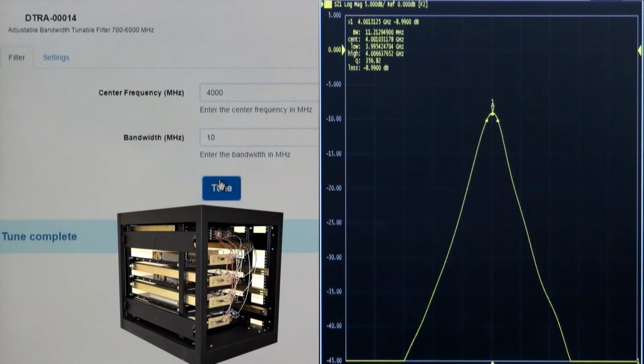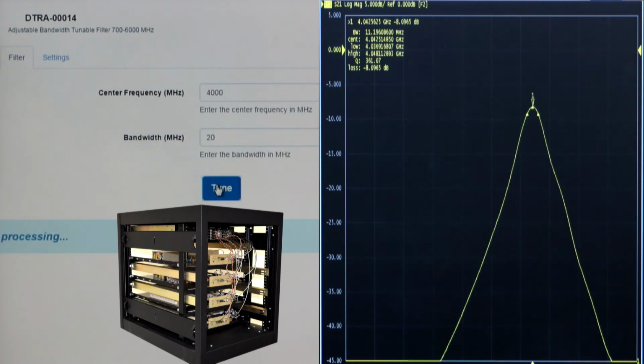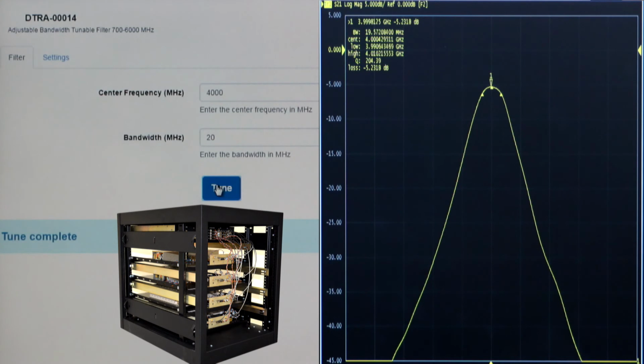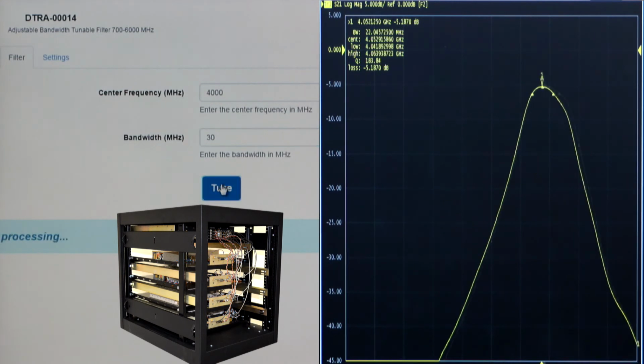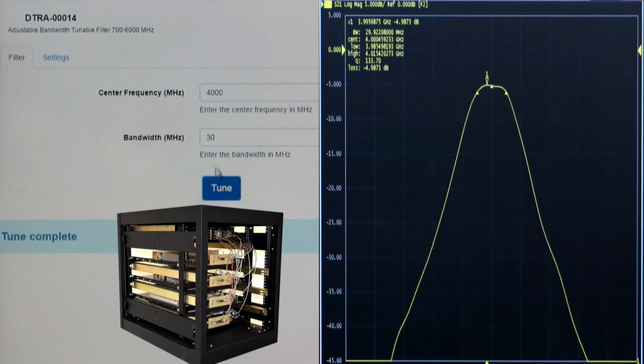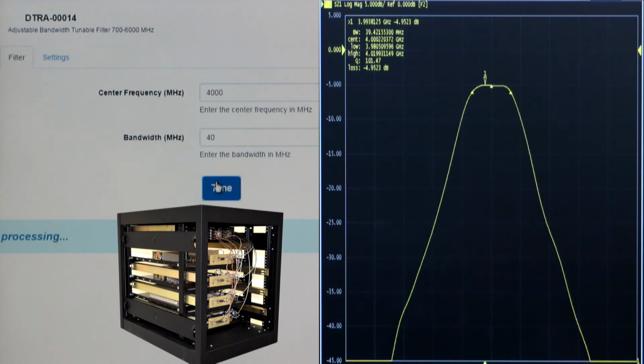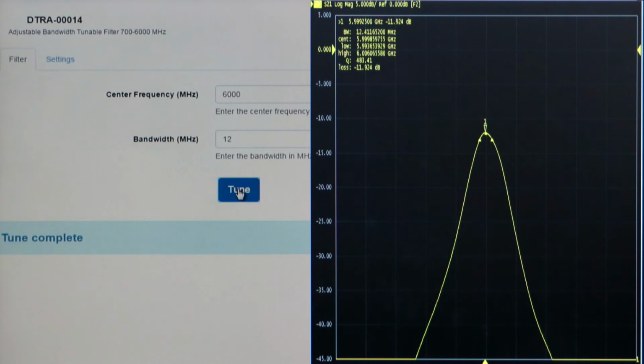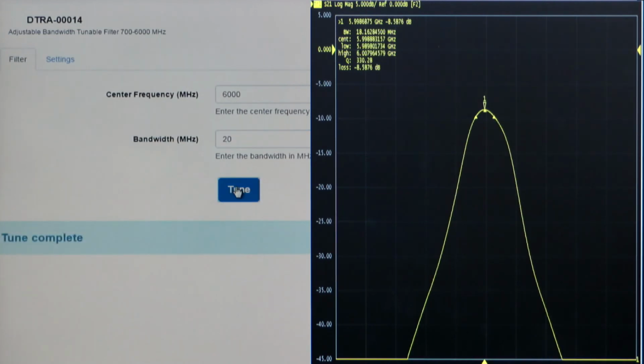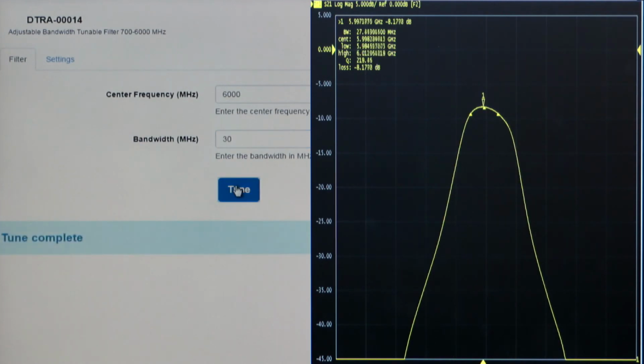Realigning to 4 GHz, we start again at 10 MHz, 20 MHz, 30 MHz, and finally 40 MHz again. And in the upper band at 6 GHz center frequency, starting at 12 MHz bandwidth through 20, through 30, and 40 MHz.